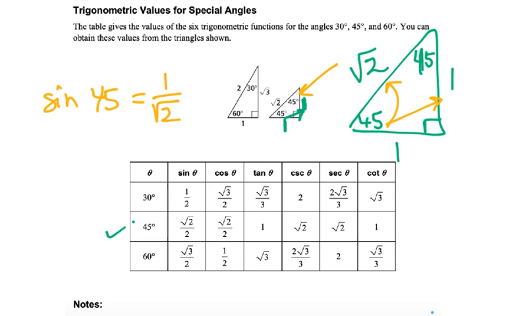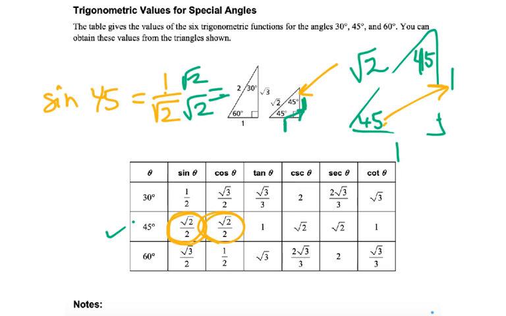But just like on those other angles, we had to rationalize it. And so that's where this comes from. It's 1 times root 2 over root 2 times root 2. There you go. Now you may notice that cosine is going to be exactly the same, because instead of looking at the opposite, now you're going to look at the adjacent side, which is also 1 over root 2, so that's the same. And tangent's going to be opposite over adjacent, 1 over 1, that's how we get that.